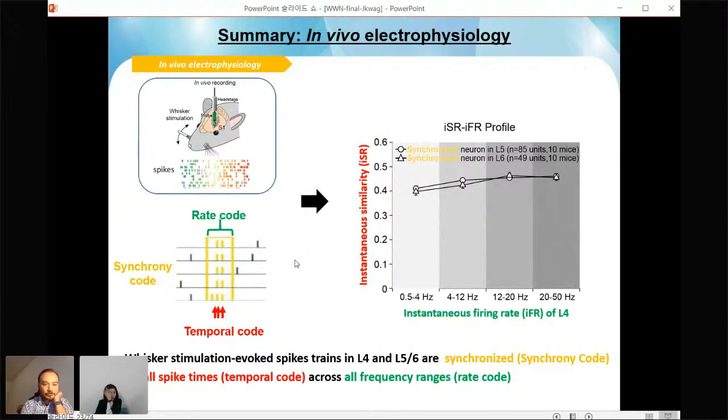So now, this is a summary again: whisker stimulation-evoked spike trains in layer 4 and layer 5, or layer 4 and layer 6, are synchronized for synchrony code for all spike times, which is called the temporal code, and across all frequency ranges, which we call the rate code. So this is what we have.